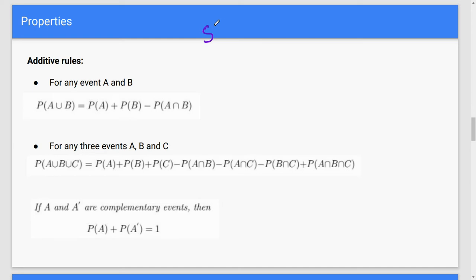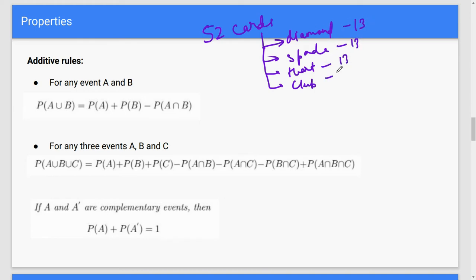Let's say you have a deck of cards. A deck has 52 cards in total, and these cards come in four different suits: diamond, spade, heart, and club. There are 13 cards of each suit, and of the 52 cards, 26 are red and 26 are black. These are the basic facts about a deck of 52 cards.